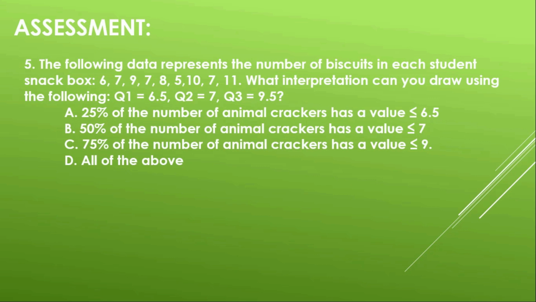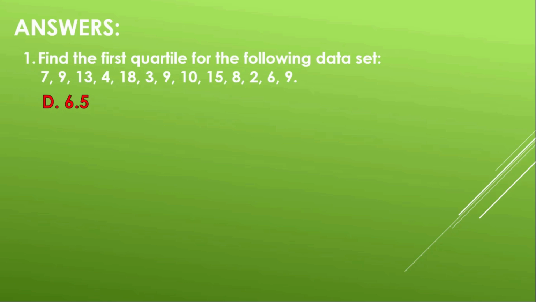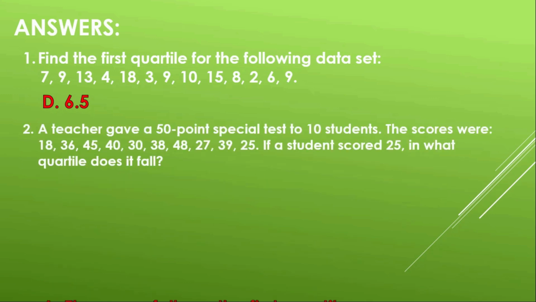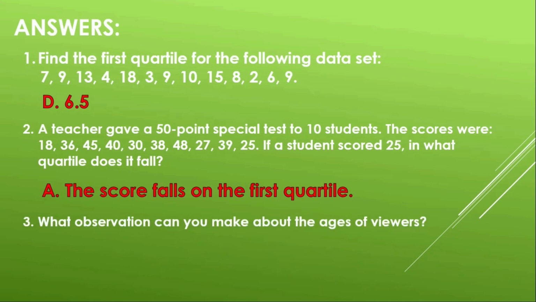Time's up. So this time, let's check your answers. For number 1, the answer is letter D, 6.5. For number 2, the answer is letter A. The score falls on the first quartile. For number 3, the answer is letter D. There are 6 ages above the third quartile.